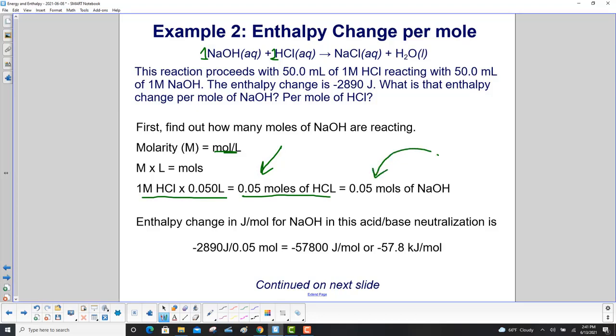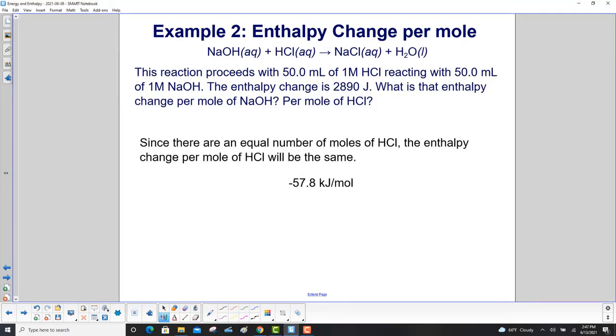So the enthalpy change in joules per mole will be the enthalpy change here divided by how many moles of sodium hydroxide, and we get minus 57,800 joules per mole, or minus 57.8 kilojoules per mole. Since there are an equal number of moles of hydrochloric acid, the enthalpy change per mole of hydrochloric acid will be the same, negative 57.8 kilojoules per mole.